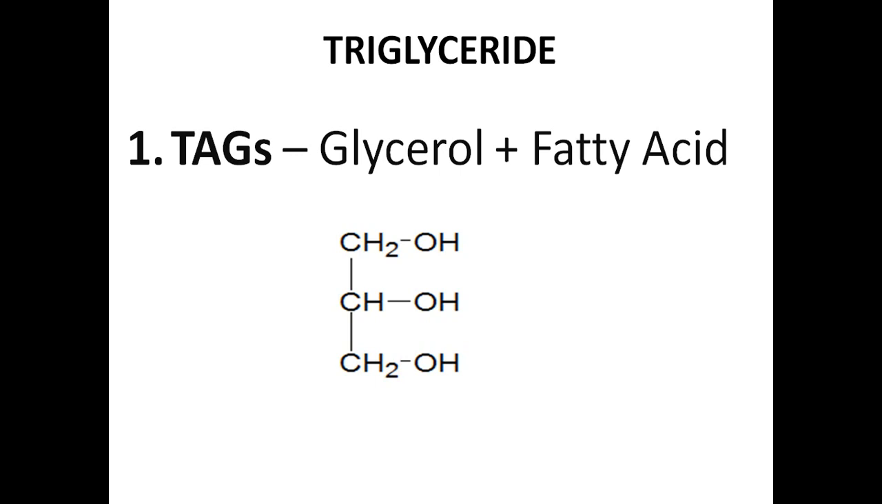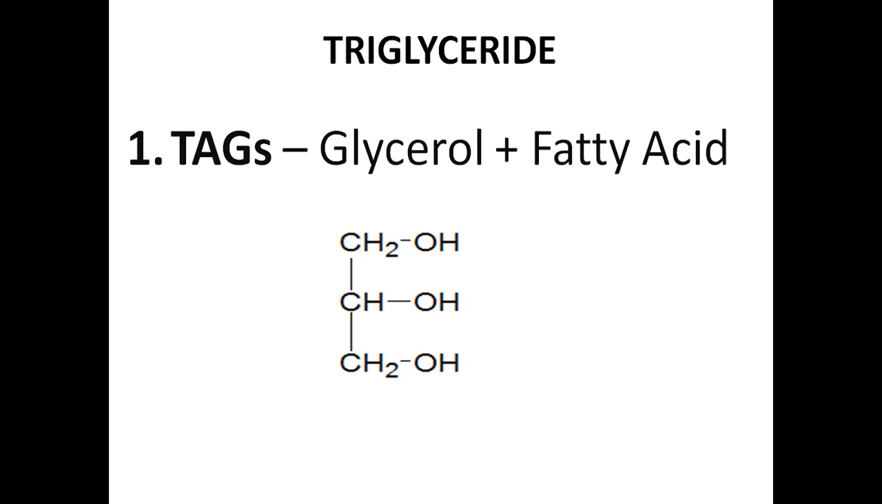Now below here you can see the structure of glycerol. It consists of 3 carbons in its structure, and it consists of 3 alcohol groups, OH groups. Glycerol, the spelling itself indicates OL. OL means it is an alcohol group. So it consists of 3 hydroxy groups on 3 carbons. So this is called glycerol.